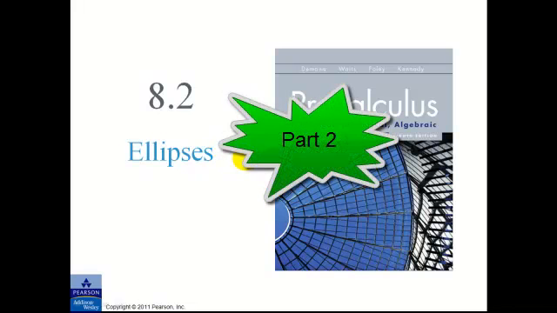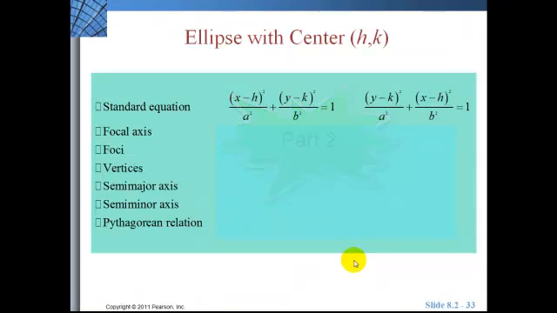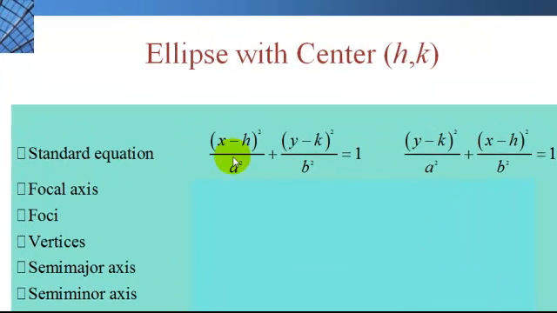Chapter 8.2 Ellipses. Now we're going to try translating. We had our ellipse with center at 0, 0. Now we're going to look at an ellipse with center h, k. H will correspond with the x and k with the y. So we're going to subtract the h from the x and the k from the y, and everything else is the same.